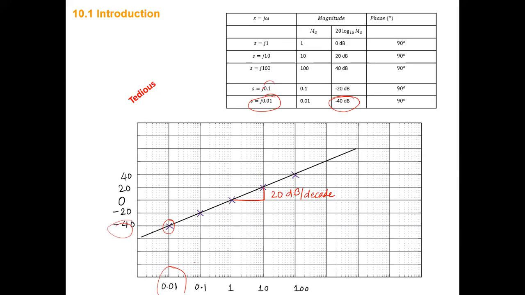What is my next one? 0.1. When it is 0.1, my magnitude is negative 20. Then 1: the magnitude is 0. Then the next one is 10. 10 is 20. Look at this. Then 100. The 100 is 40, right? This is all in decibels, dB.